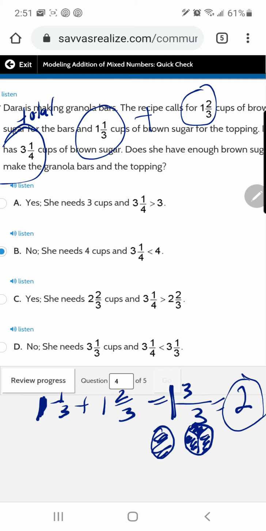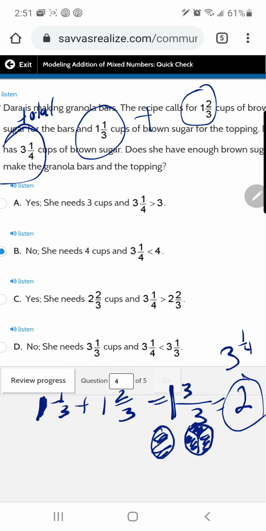But she already has 3 and 1/4 cups of sugar. Do you have enough to make those? Yes or no? The answer is you need 2 cups. You have 3 and 1/4. 3 is greater than 2. The answer is yes, you have more than what you need.